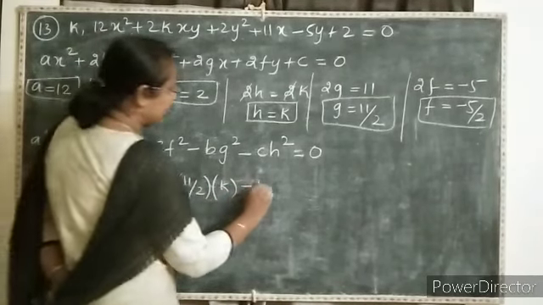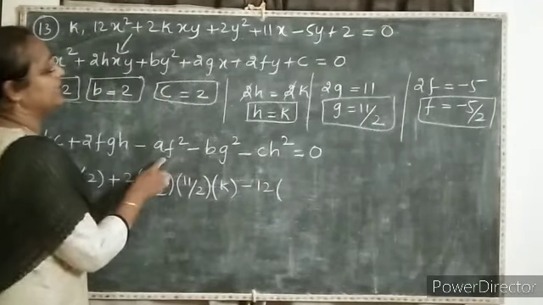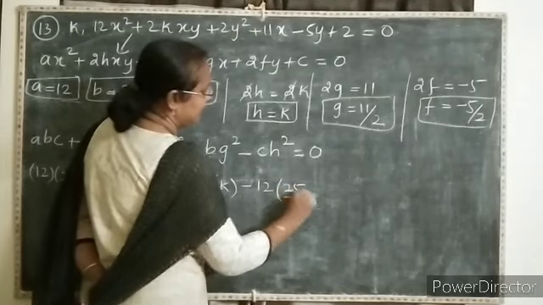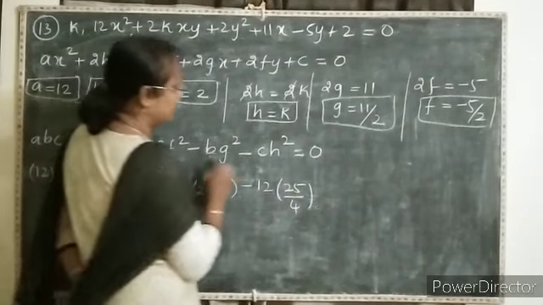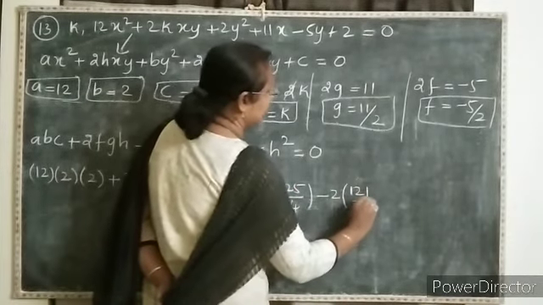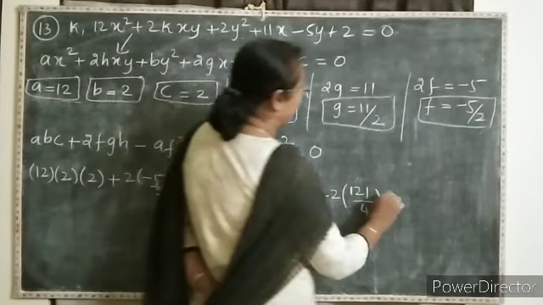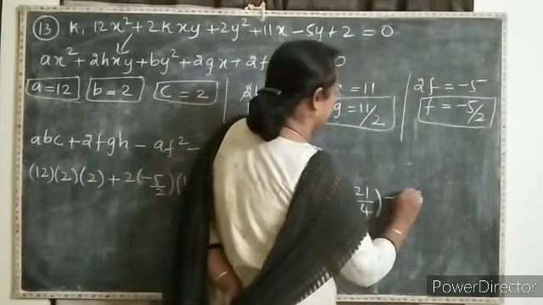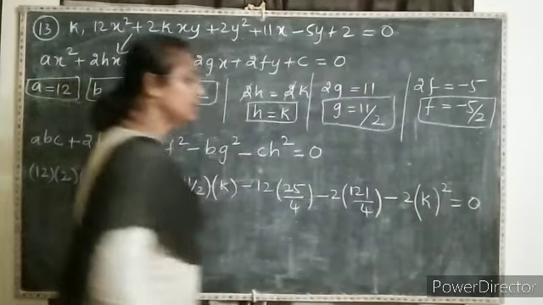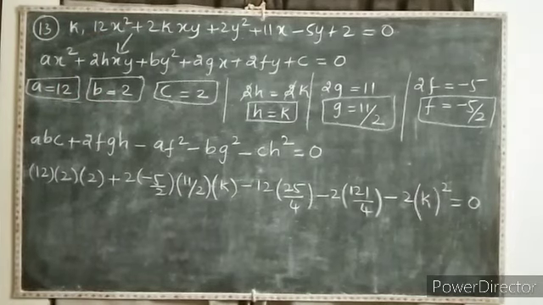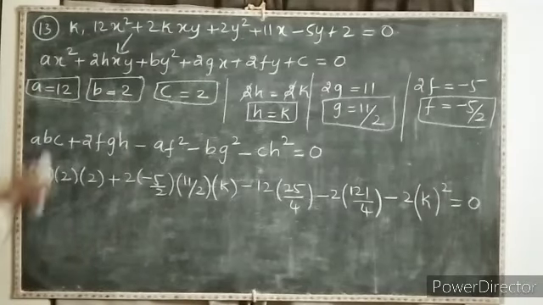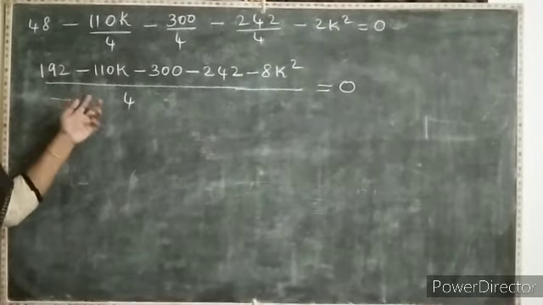Minus A value is again 12 into F squared. F value is what? Minus 5 by 2, the whole square will give you 25 by 4, isn't it? Now again minus 2 into what is G value? 121 divided by 4. Next one, minus C value is what? 2 into H value is K, the whole square equal to 0. So now we are going to proceed by simplifying the given equation. These simplification steps you can do, students.